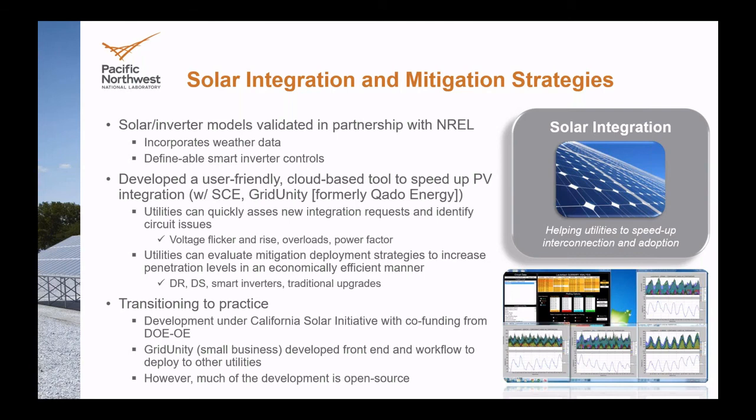Maybe you need to upgrade your voltage regulators. Maybe you need to reconductor a line. Maybe just reconnecting the solar to a different portion of the feeder would actually mitigate that, and then the customer is happy and the utility is happy. This was all developed under some funding from the California Solar Initiative, with some funding also contributed by the Department of Energy Office of Electricity.